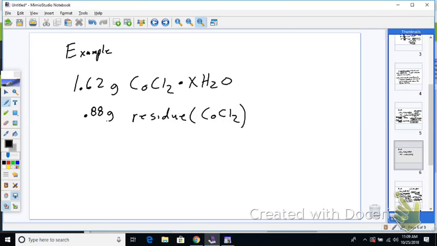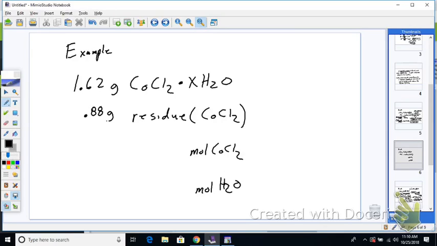And this is what a person would do. They weighed out 1.62 grams of it, they heated it up, let it cool, and reweighed it. They ended up with 0.88 grams of the residue. The residue is without the water; it doesn't have water in it. So what we need to do is find the ratio of moles between cobalt chloride. So we've got to find the moles of CoCl2 and compare it to the moles of H2O.